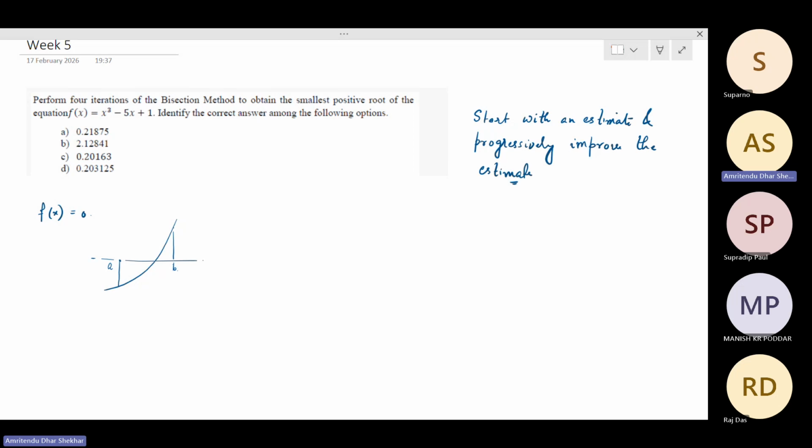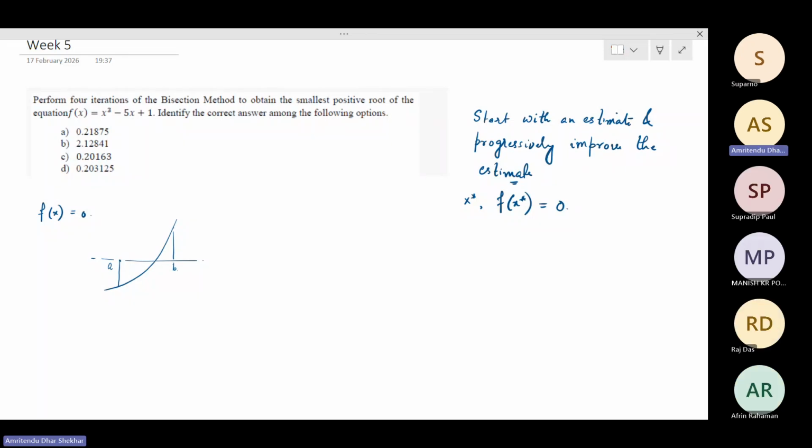and progressively improve the estimate. So let me first describe what a general pattern here looks like. You want to compute a root, so you want to compute an x star such that f of x star is equal to 0. This is the objective. You start off with some initial estimate of the root. So let's say your initial estimate is x naught, and x naught lies between a and b.